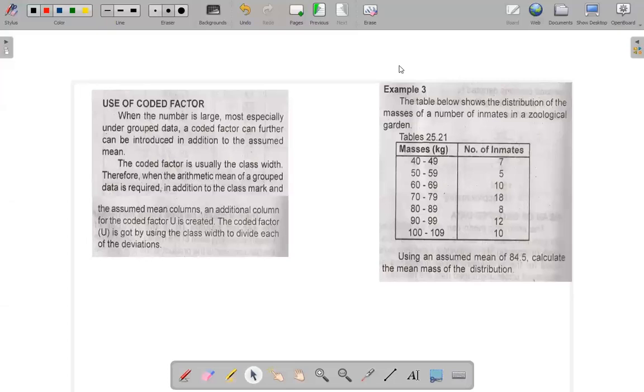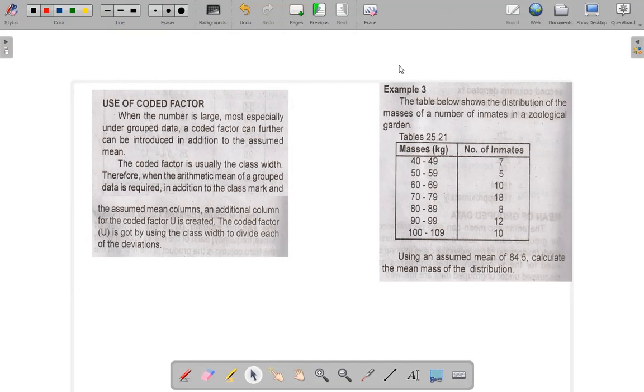In this lesson, we'll look at the use of coded factor in calculating the arithmetic mean. To start with, what is a coded factor? A coded factor is obtained by dividing the deviation by the class width.